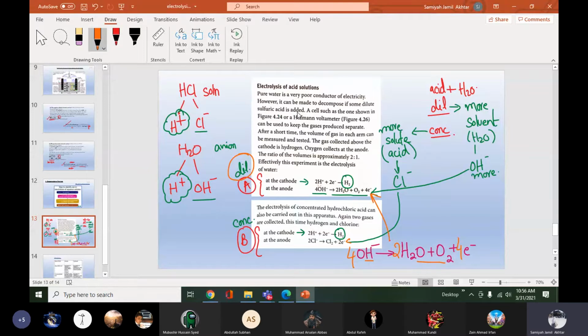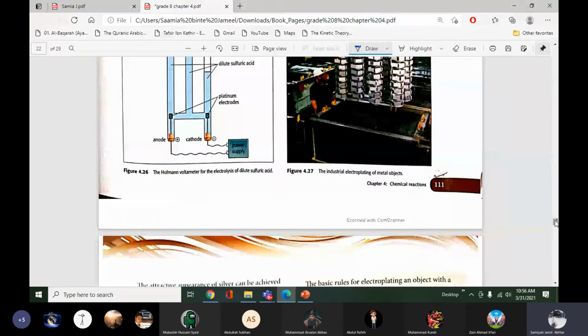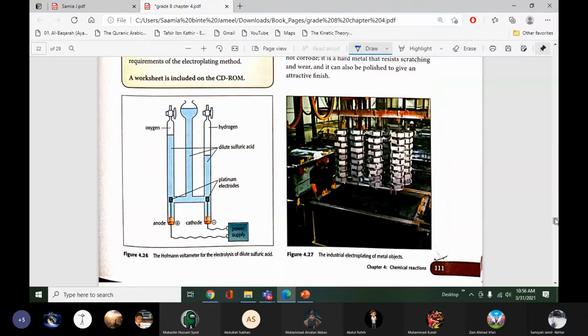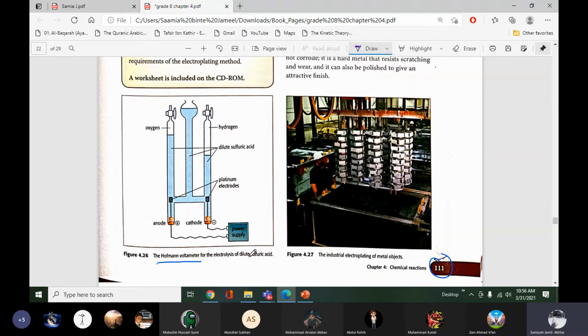Now there is one cell here which is the Hofmann voltameter, and its picture is on page 111. On page 111, there is a diagram of the Hofmann voltameter for the electrolysis of dilute sulfuric acid. So this is the name given to this cell in which we perform the electrolysis of dilute sulfuric acid.